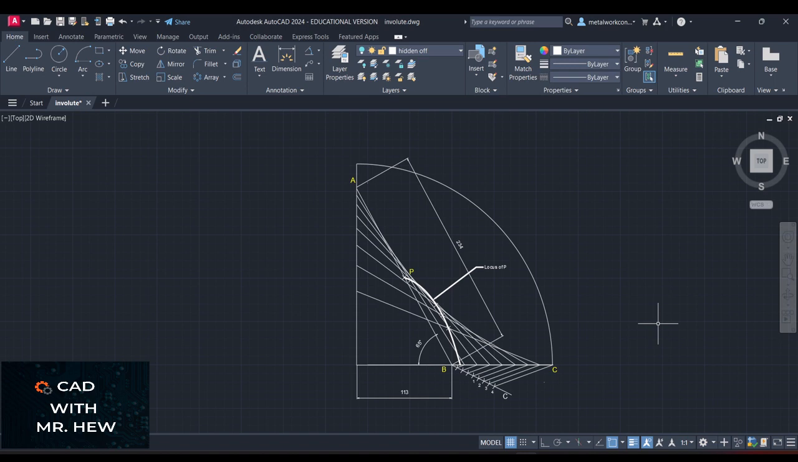So in today's video, we looked at loci, how a point moves under definite conditions. And in the next video, we'll be looking at the parabola.